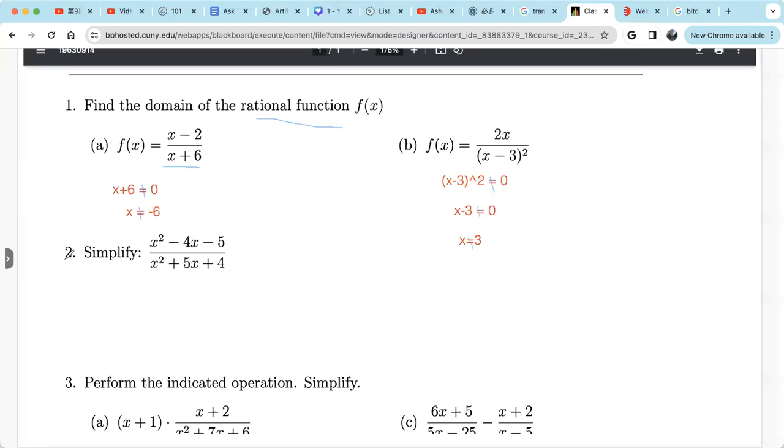Okay, second one, simplify. So when we simplify rational expressions, we need to put them in a factored form. So the numerator can be factored as x minus 5 times x plus 1, right? Two factors of negative 5 adding up to negative 4, so that's negative 5 and plus 1. The denominator is x plus 4 times x plus 1, right? Two factors of 4 adding up to 5, this is 4 and 1.